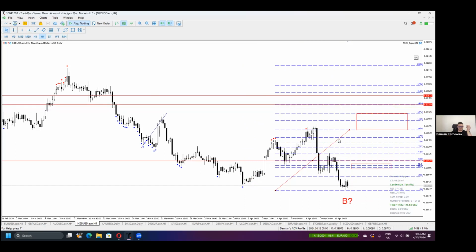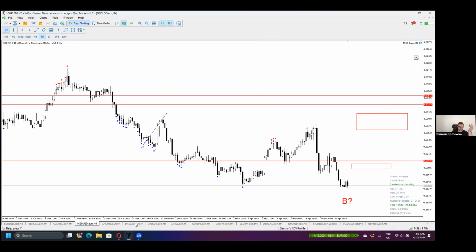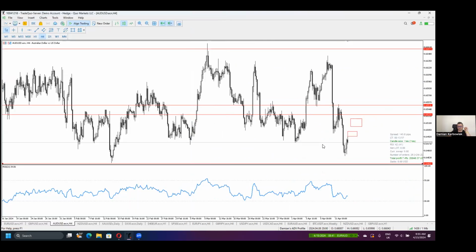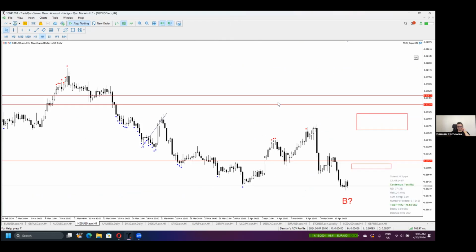And comparing, for example, NZD USD to Audi USD, which one is easier for you to recognize? This one is easier, maybe. Yeah. New Zealand, yeah.